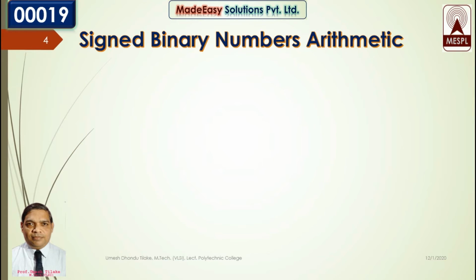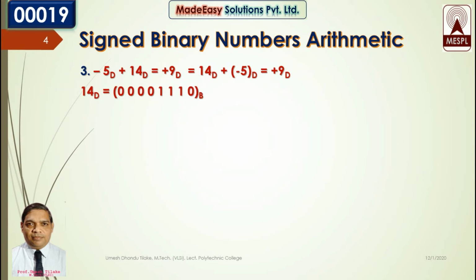So let's consider our next case, that is minus 5 plus 14 is equal to plus 9. We can rewrite this equation as 14 plus minus 5 is equal to plus 9. That means here we have to find minus 5. That means the 2's complement of plus 5. So first we will write 5 and 14 in binary form. 14 is 0 0 0 0 1 1 1 0 and 5 is 0 0 0 0 0 1 0 1.